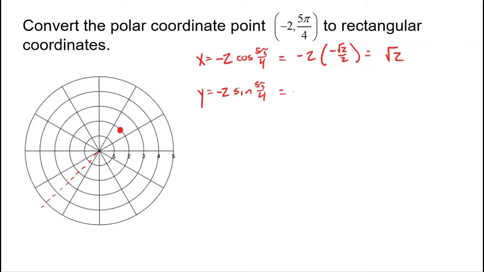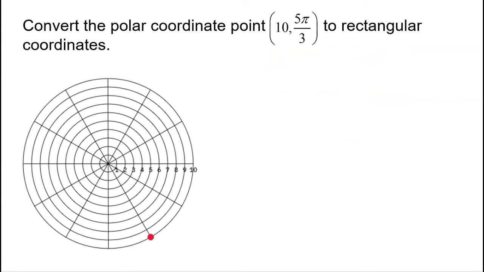Now for my y value, I also have negative 2 times, well, sine of 5 pi over 4 is also negative radical 2 over 2. So again, the negatives make a positive and the 2's reduce to 1, and I just get radical 2. So the answer here would be radical 2, comma, radical 2, which would definitely be in quadrant 1. So if I were to overlay a rectangular coordinate grid on top of this polar coordinate grid, it would make complete sense that that point is at positive radical 2 for my x, positive radical 2 for my y.